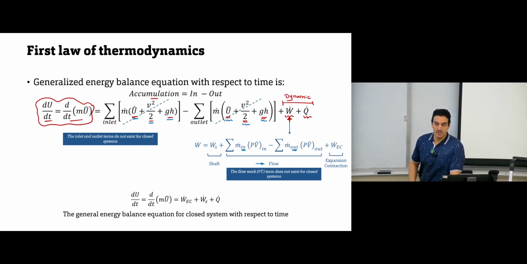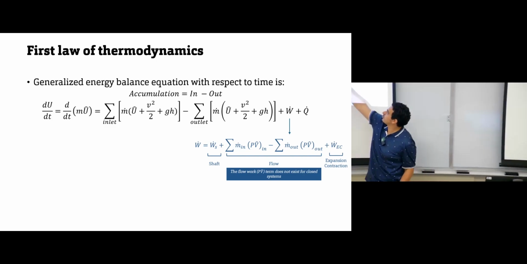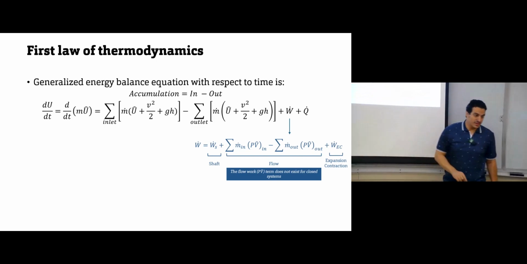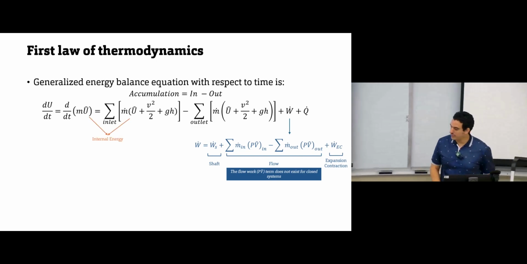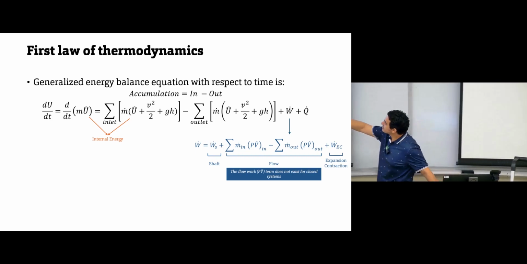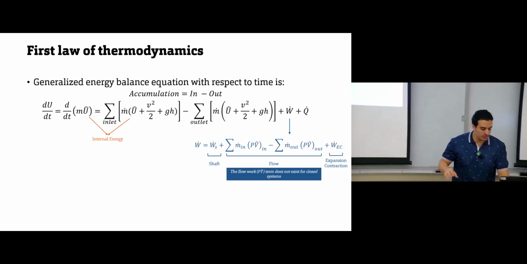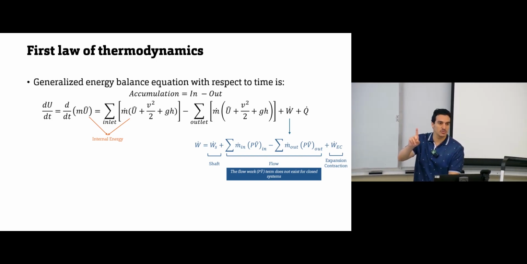Clear? Okay. If we have an open system, let's get back to this one. As we said, flow work is neglected for a closed system, but if we have an open system, this term will exist. And if you remember, this U is internal energy. If you remember chapter 2, we said we can replace internal energy plus flow work with a single term. Do you remember its name?